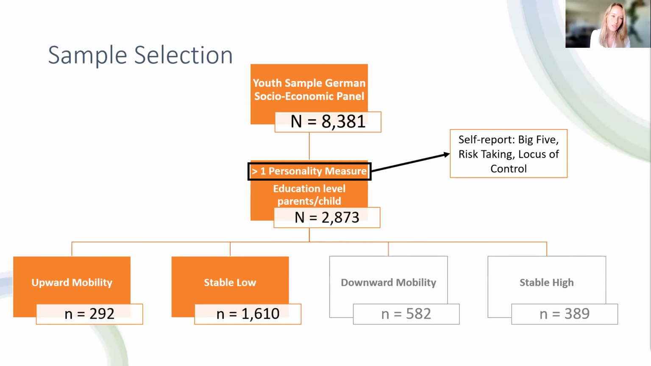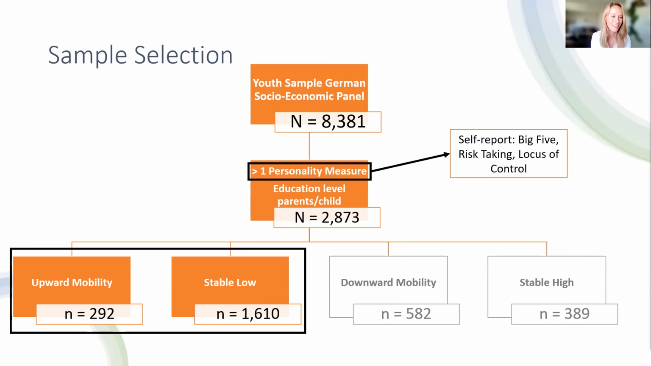We also selected 2 other samples, so the downward mobility sample and stable high sample, but I don't have time to get into those right now. So I will focus on the upward mobility and stable low sample in this presentation. But if you want to know more about those other samples, you can always contact me, of course.